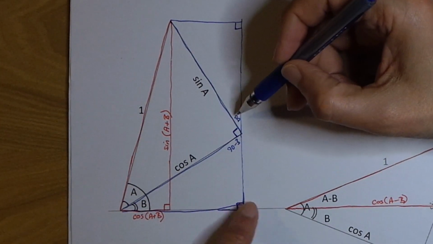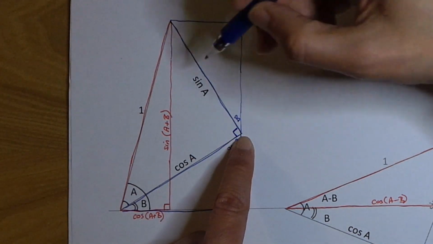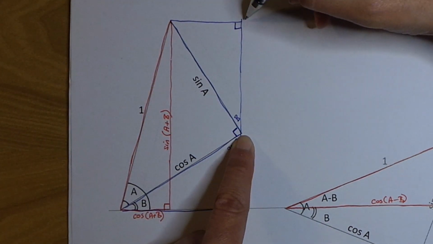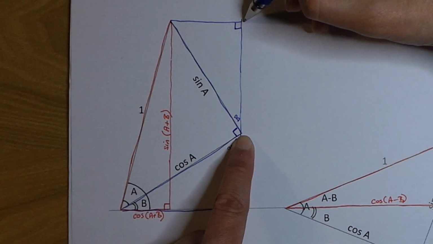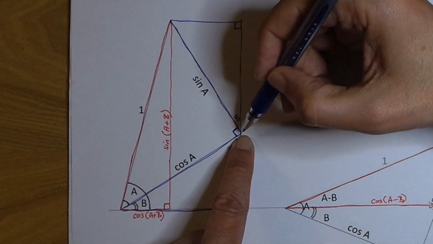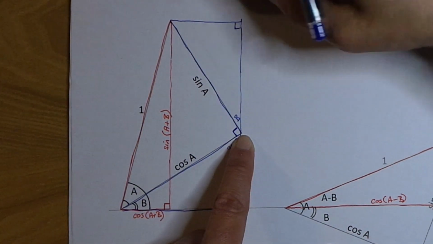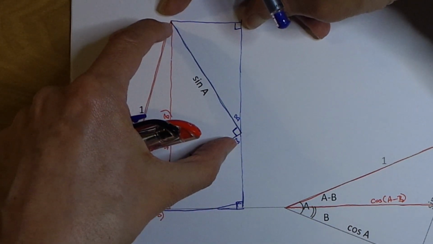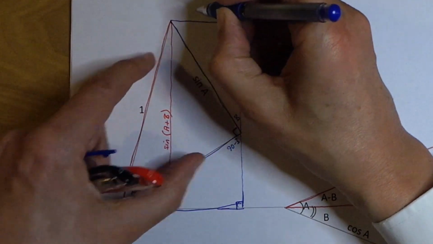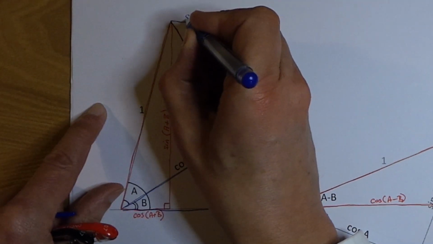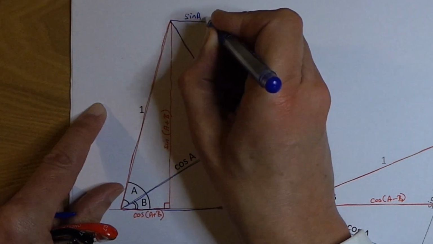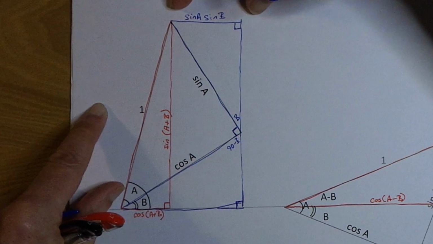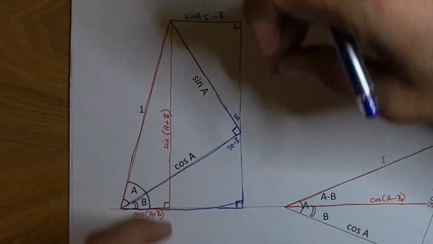Now, because we know that angle is B there, and we know that that length there is sine of A, we know that this length divided by this length is equal to the sine of B. In other words, this length is equal to this length multiplied by the sine of B. So that length there is going to be sine A multiplied by sine B, so that when we divide that by that, we get sine B.